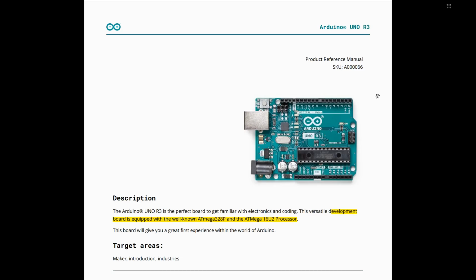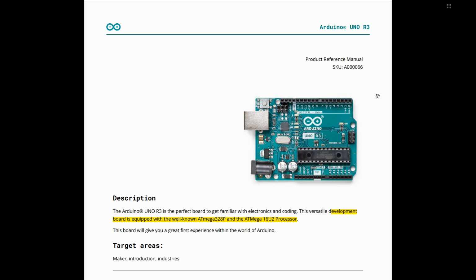Now, dear students, we will try to understand the Arduino Uno R3. For getting the understanding of any microcontroller, it is very necessary to have a look at its datasheet, because the datasheet contains all the things that are related to the particular microcontroller, like how many pins it has, what peripherals it has, and what its limitations are.